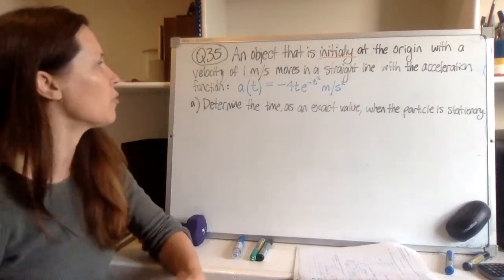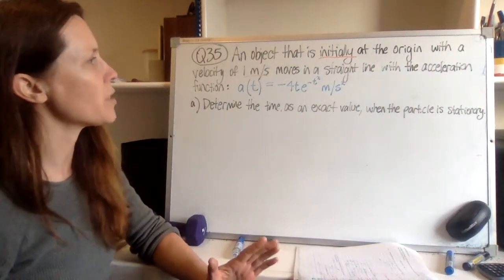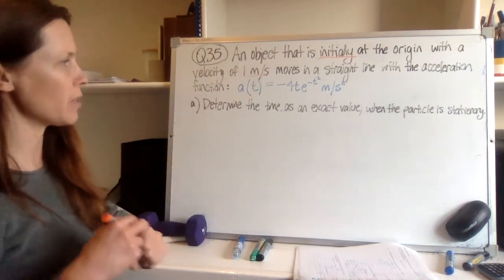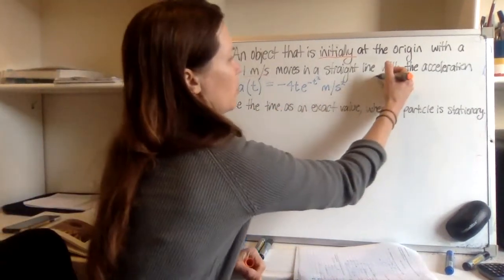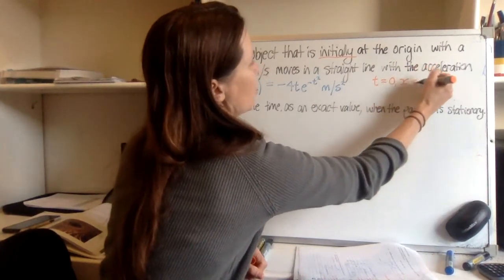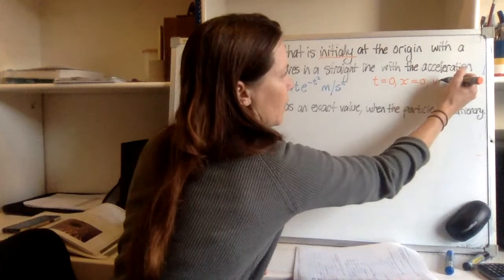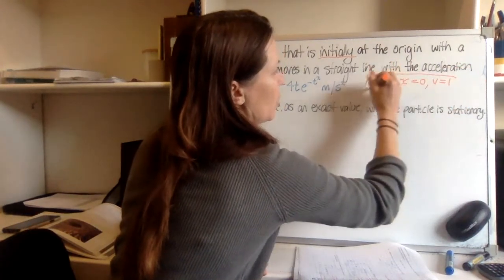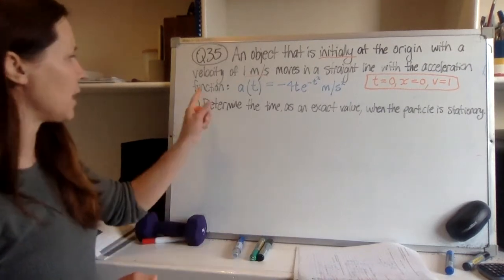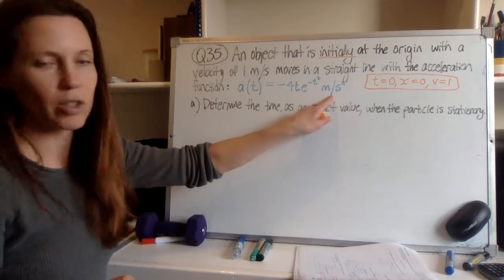In question 35, we've got an object which is initially at the origin with a velocity of 1 meter per second. So I'm going to jot down that as a clue in algebra. When t equals 0, x equals 0 because we're at the origin, and v equals 1. So that's a clue I can use later on. Now it's moving in a straight line and I know the acceleration function.